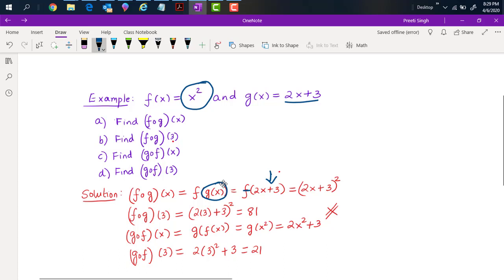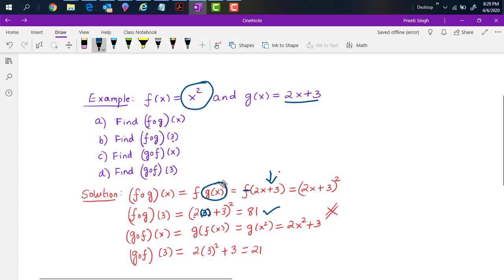Now, if your input is 3, a real number 3, then you just plug in your 3 into this new function, which is f o g of x. So I plugged in 3 right here, as you can see. So 2 times 3 plus 3, squared, which is 6 plus 3, 9 squared, and that's 81, right?